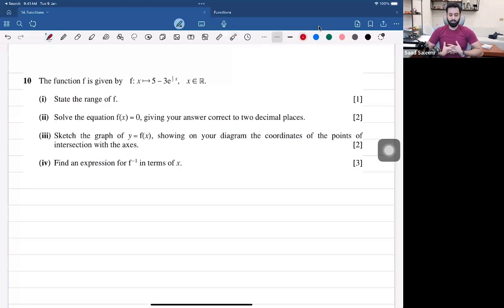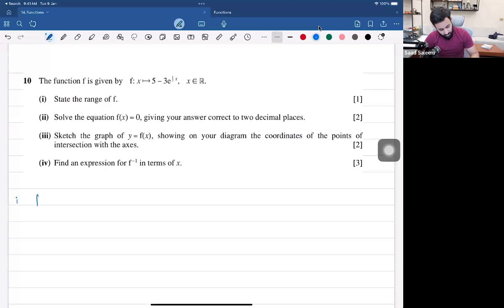It says the function f is given by f of x equals 5 minus 3 e raised to the power half x, and x belongs to the set of all real values, and we have to state the range of f. Now, please don't jump to conclusions and just give the range. Let's figure it out and let's do it together.